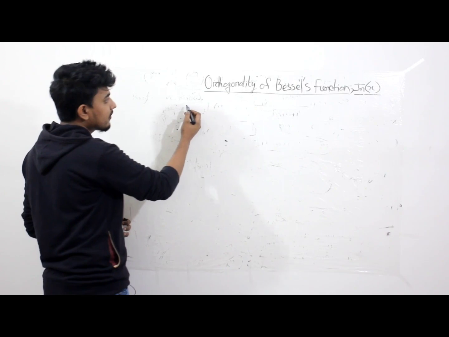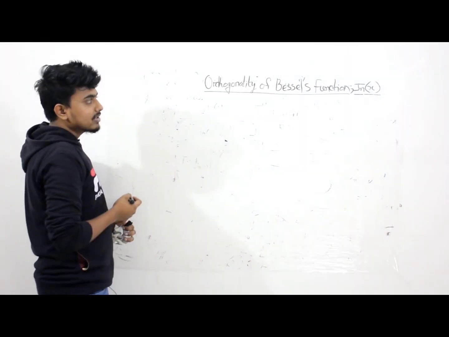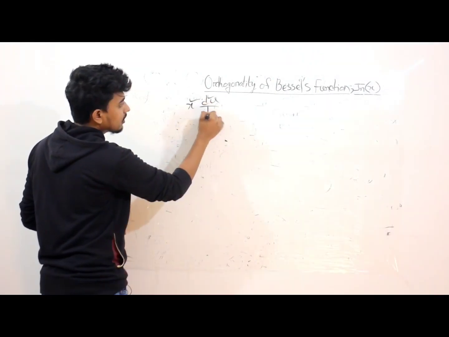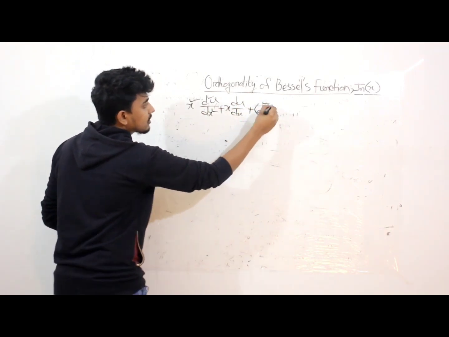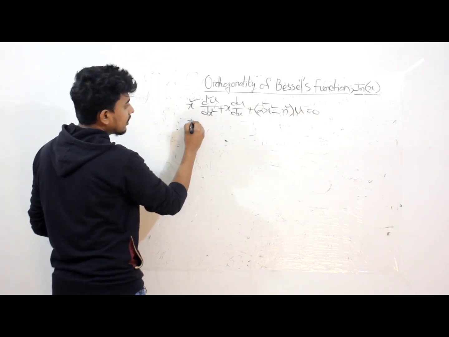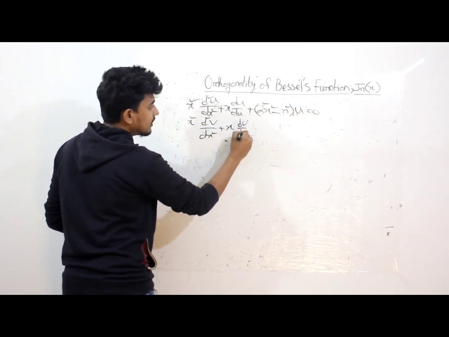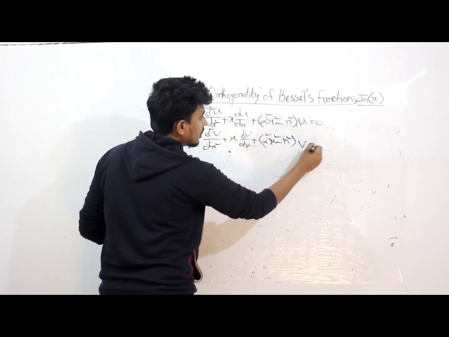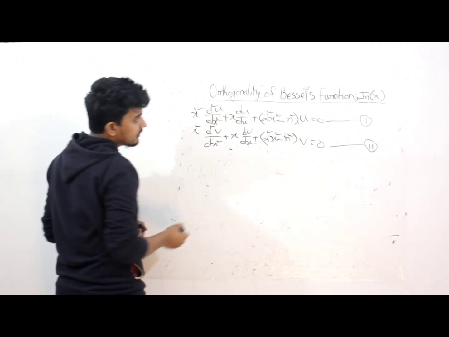At first we can write two Bessel's differential equations: x square d square u by dx square plus x du by dx plus alpha square x square minus n square into u equals 0. Similarly, x square d square v by dx square plus x dv by dx plus alpha square x square minus n square into v equals 0. These are two equations like Bessel's differential equation.